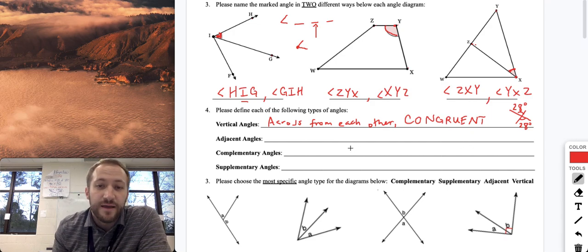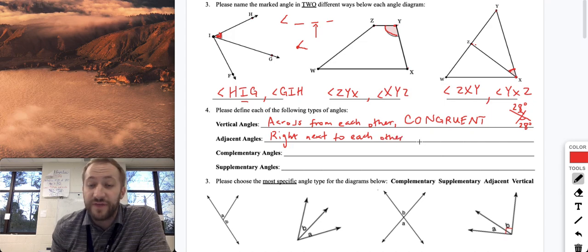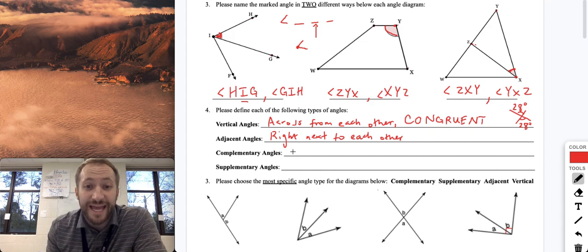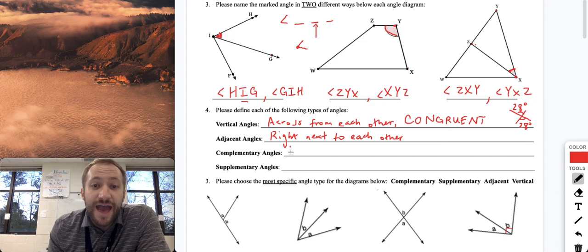They're congruent. Adjacent angles are right next to each other. Right next to each other, and they are not congruent, they don't add up to any number, they just happen to be next to each other, okay? Complementary angles are angles that add up to 90 degrees.